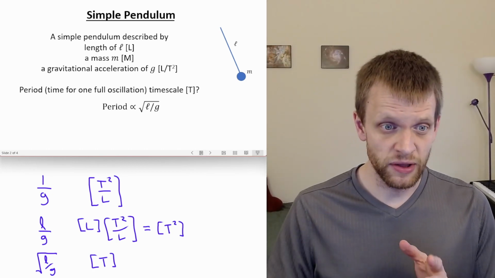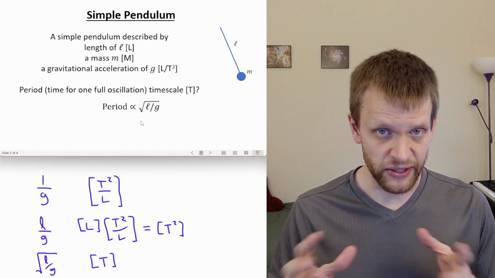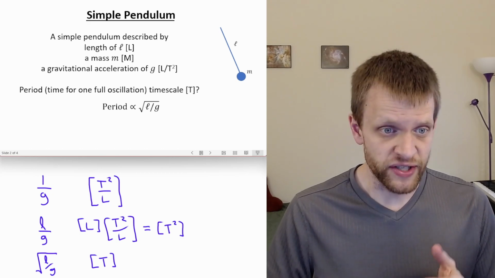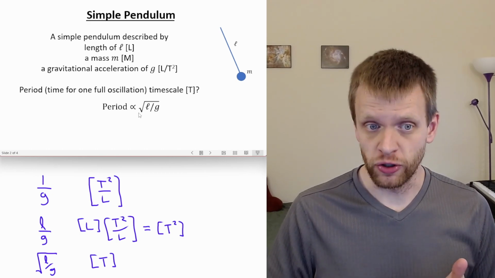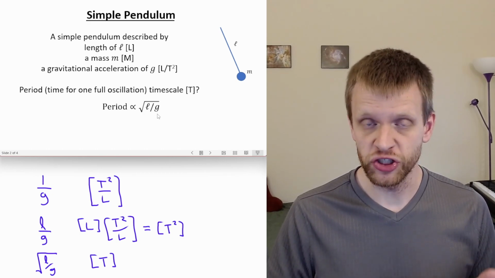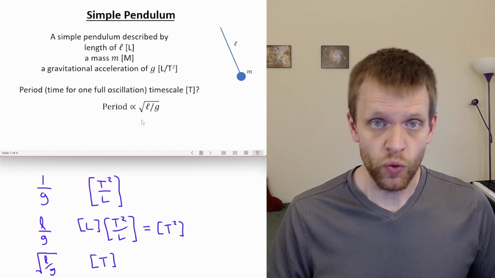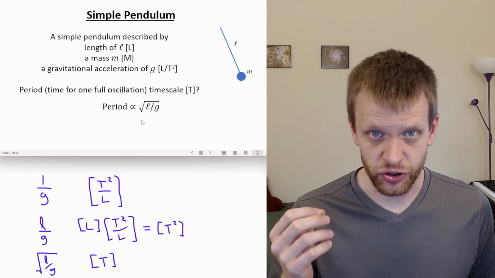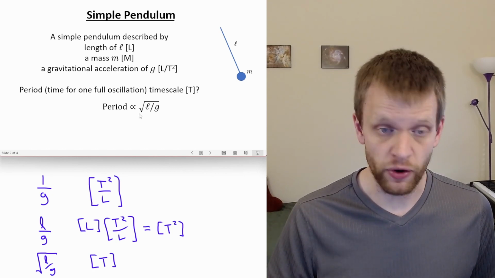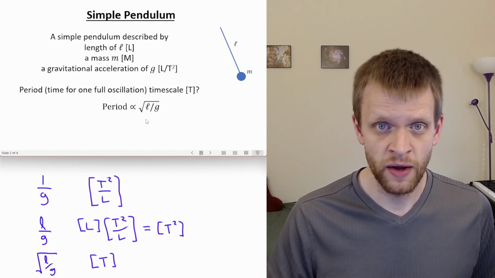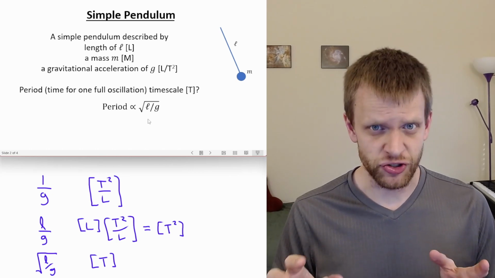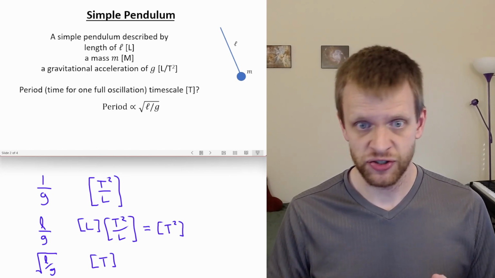Now, there is a limit to what we can say with dimensional analysis alone. We can say that the period is proportional to that square root of length over g, but we don't know what the proportionality constant is. We do know that proportionality constant should be dimensionless because we've already got our dimensions of time here. But again, with dimensional analysis alone, we can't identify what that is.